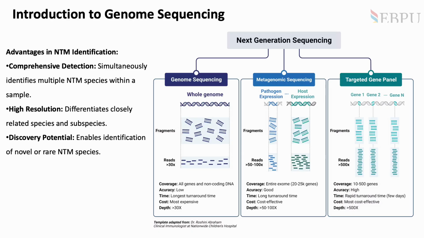NGS offers high-resolution identification of mycobacterial species by sequencing the entire genome or specific gene regions. This allows not only species-level identification but also detection of mixed infections and novel or rare species. It brings a level of precision that traditional methods simply can't match.